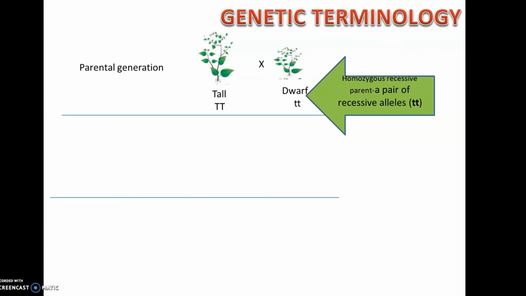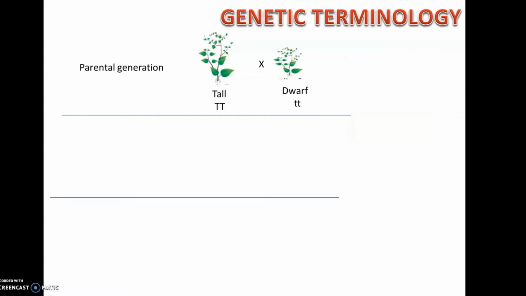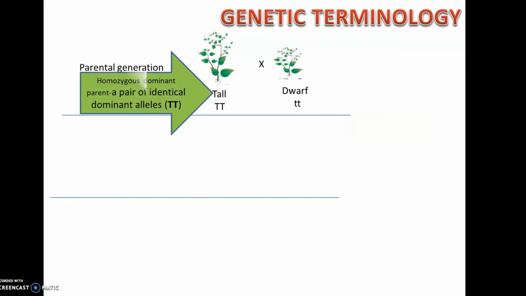Homozygous. Homo means same. A homozygous recessive parent has a pair of recessive alleles, which consist of small t, while a homozygous dominant parent has a pair of identical dominant alleles such as capital T.